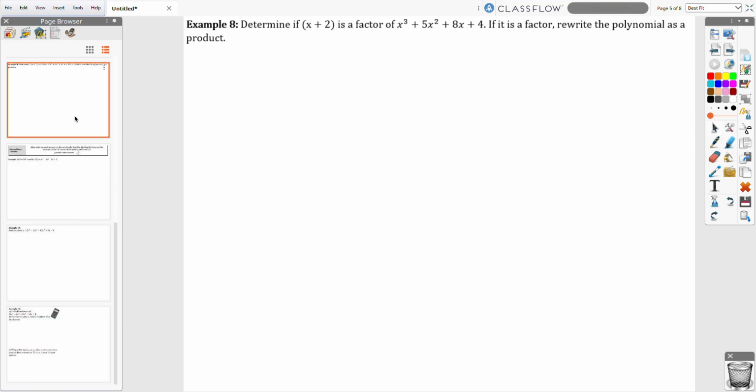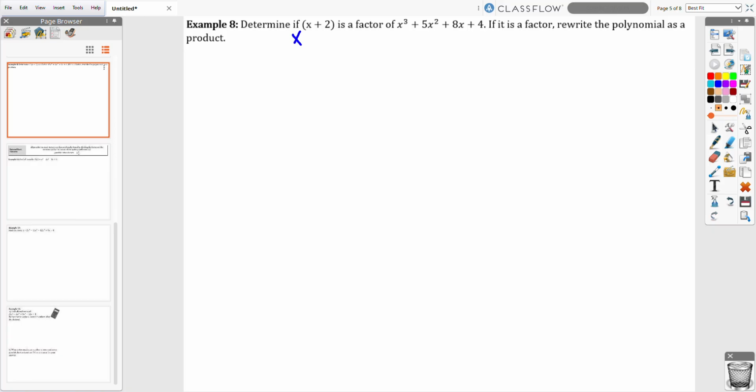I'm going to start by reviewing example number 8 from last week. So on number 8, we are determining if x plus 2 is a factor of that polynomial x cubed plus 5x squared plus 8x plus 4. So remember we said to determine if it is a factor or not, we need to divide and see if our remainder equals 0. Because our divisor x plus 2 is in that linear format, synthetic division is possible, so I'm just going to use that since it's a little bit faster than long division.